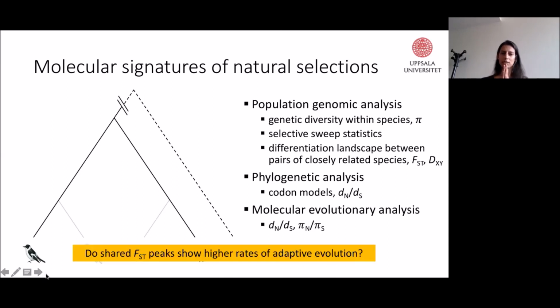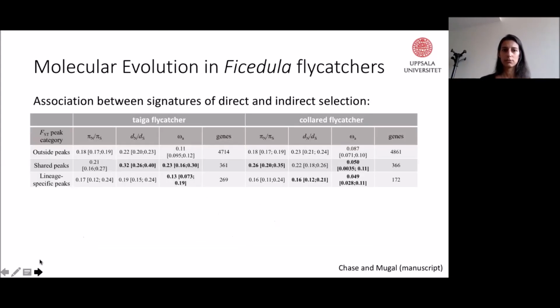So our question that we wanted to address is, do shared peaks show higher rates of adaptive evolution? Why? Because this is a region where we see sweeps in both species. So it seems to be recurrent sweeps that are found in the shared peaks. So we wanted to know, do we also find higher rates of adaptive evolution in those shared peaks, as compared to the lineage-specific peaks, but also as compared to the background? So that's what we did.